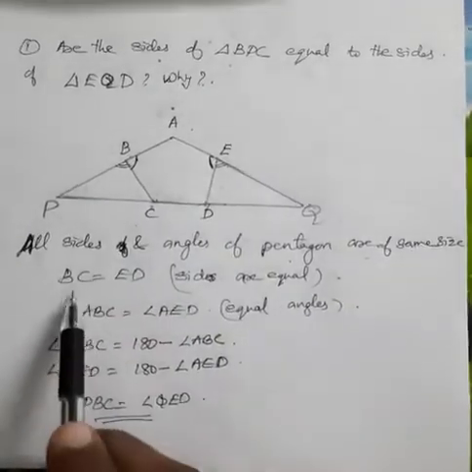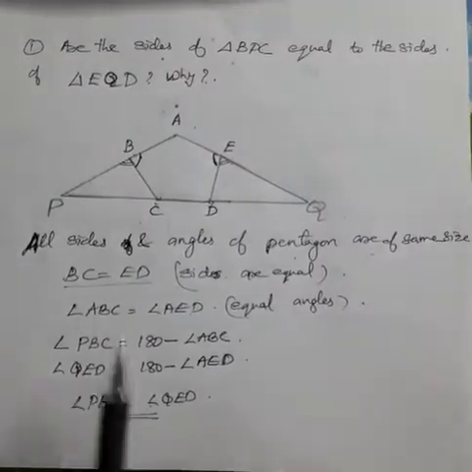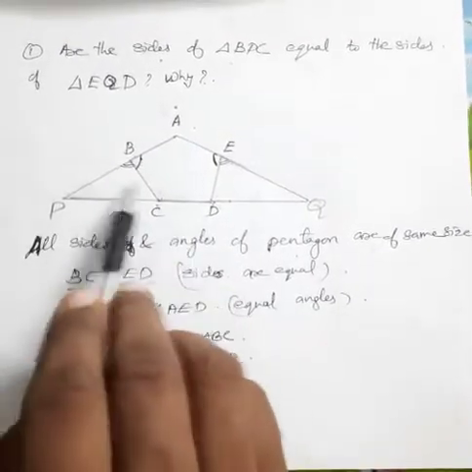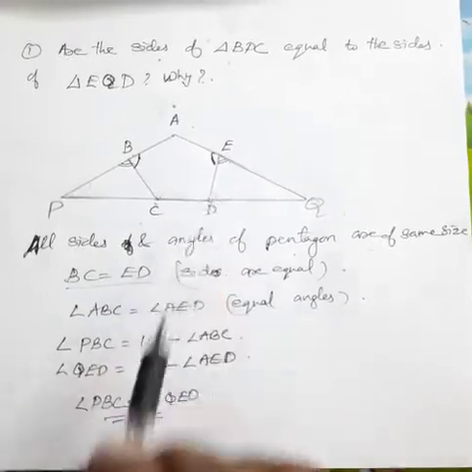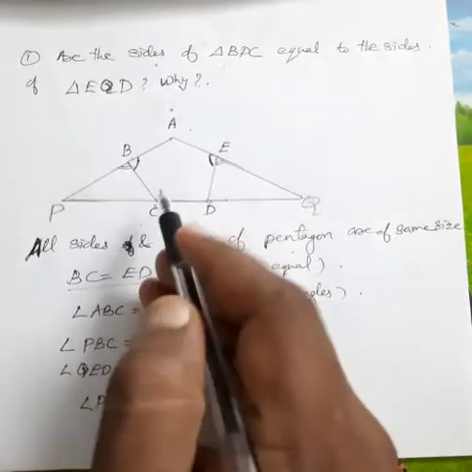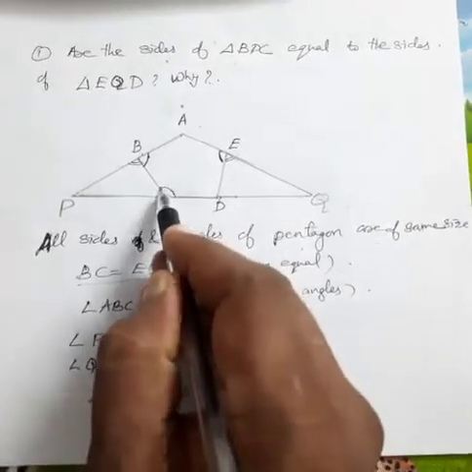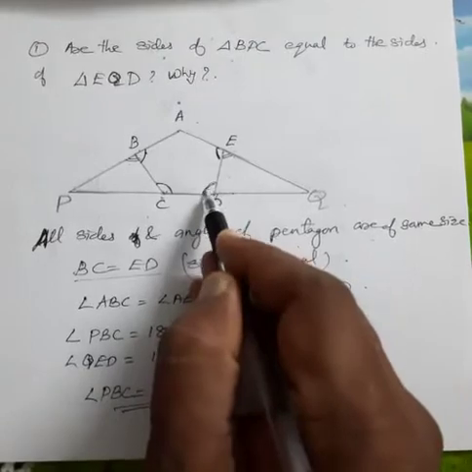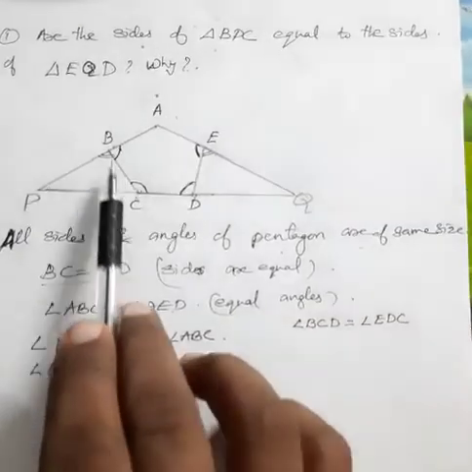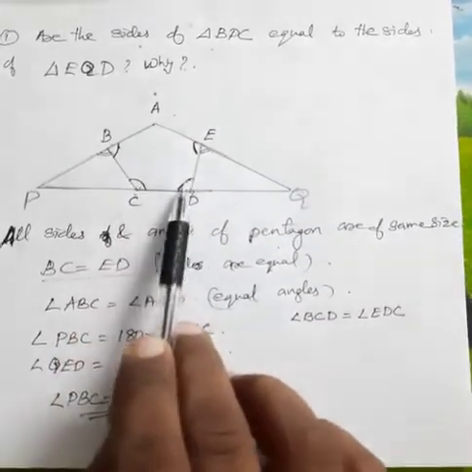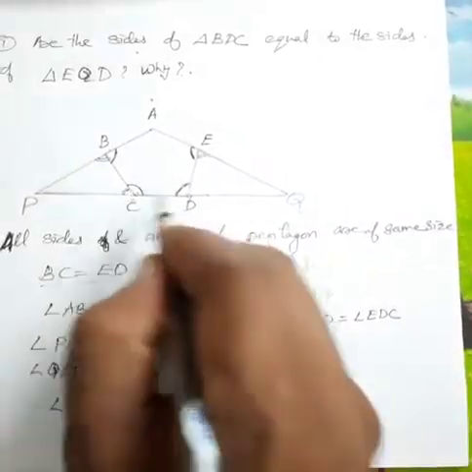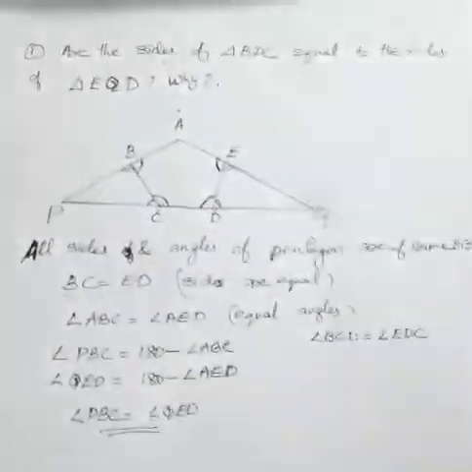So using the third law, one side is equal, one angle you got. So the angles at its ends are equal, then all other sides of the triangles are equal. So using that law, you have to find out this one. So the second angle, these two angles here are equal. So the next side, angles at its ends, this one angle is here, the other angle is here. So you have to find out the other pairs of this angle.